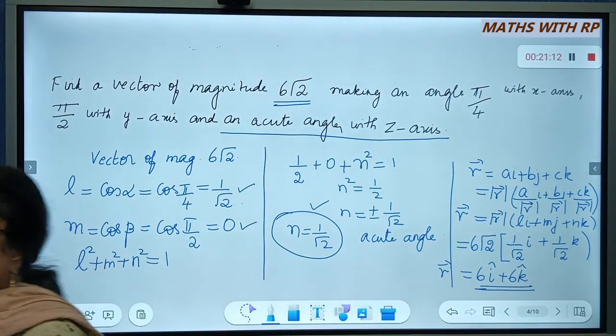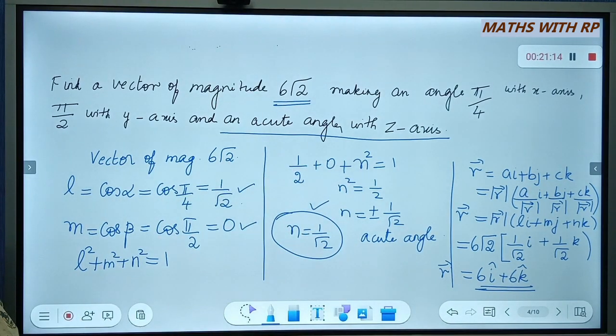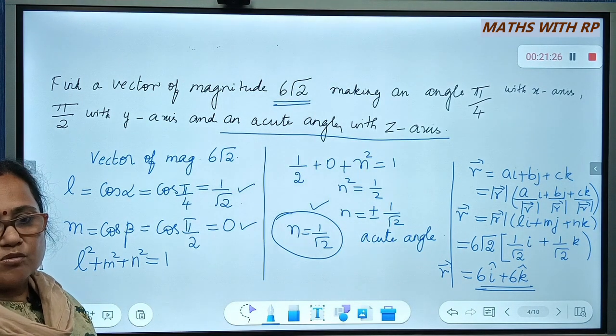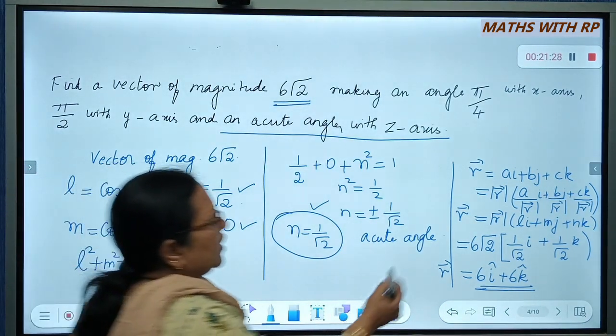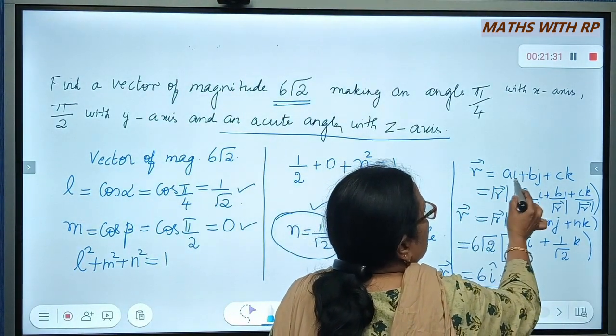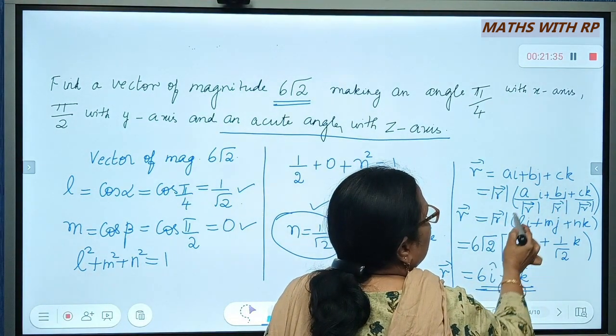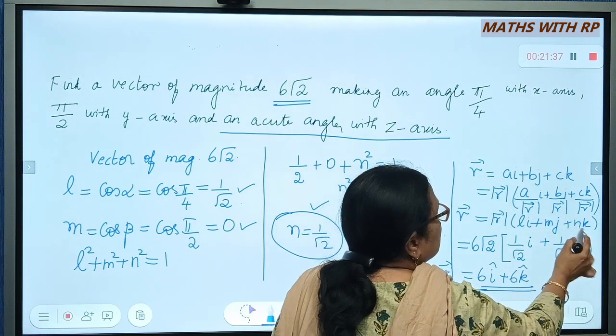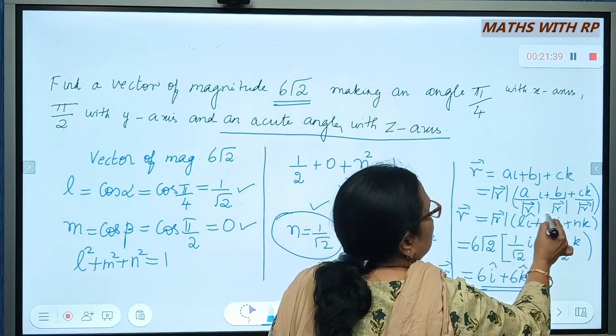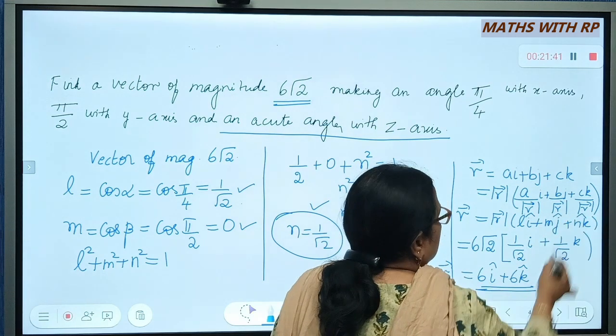So, we have learned that important property which connects all the direction cosines, namely L square plus M square plus N square equal to 1. So, once we know two direction cosines, we can find the third because of this property. And any vector can be written as Ai plus Bj plus Ck, which is same as modulus of R vector into Li plus Mj plus Nk, where L, M, N are direction cosines.